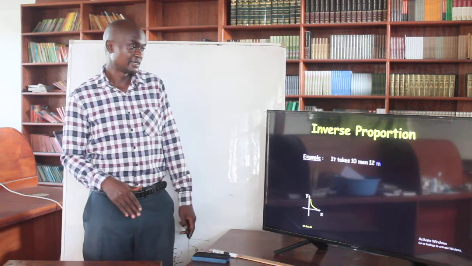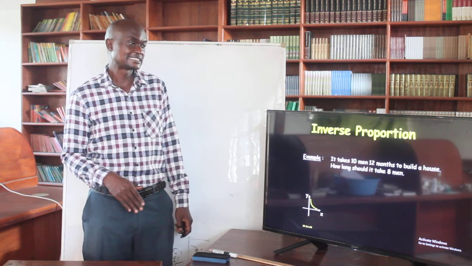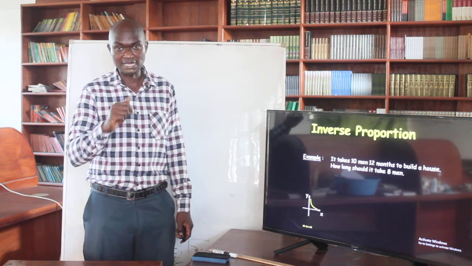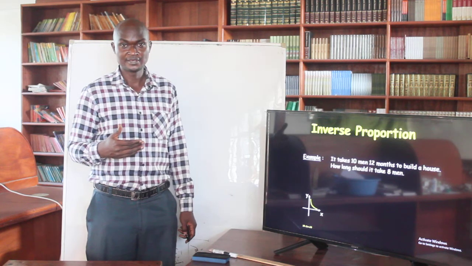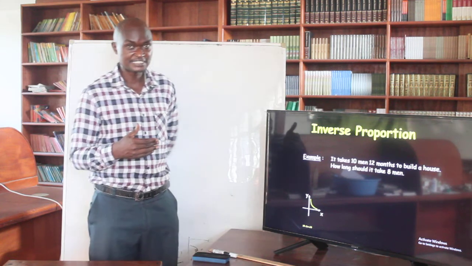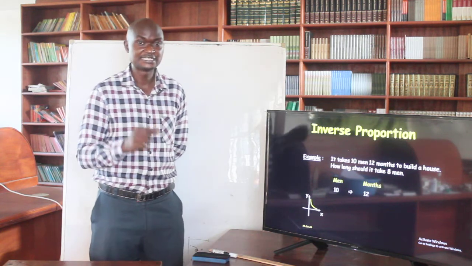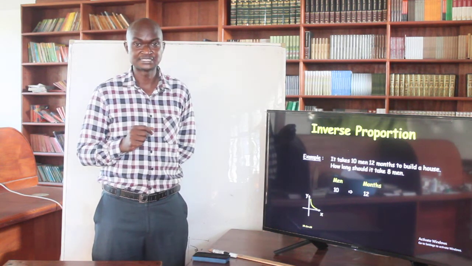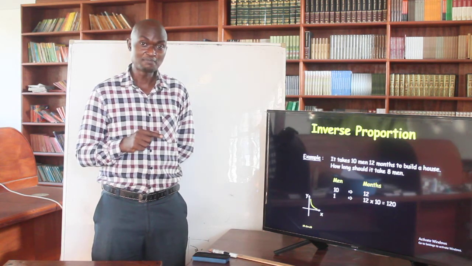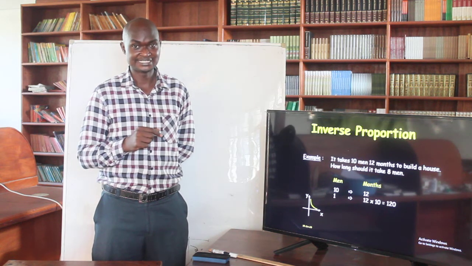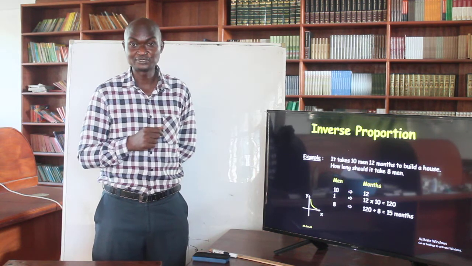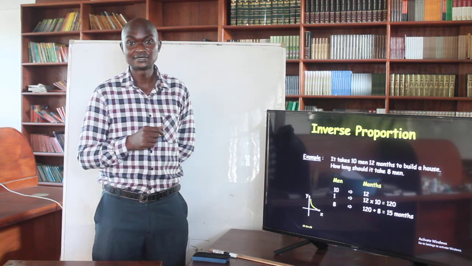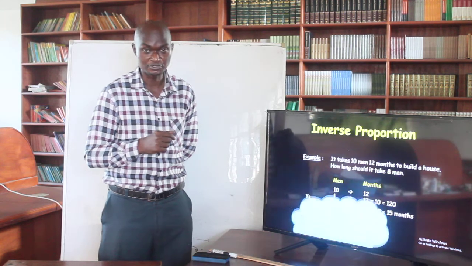Now, an example here. It takes 10 men 12 months to build a house. How long should it take 8 men? Now again, if this is inversely proportional, it means that 10 men will take 12 months. If you multiply, that is 120. So one person should take 120 months to do this work. What about 8? We divide the 120 by 8 and get 15 months. Of course, 15 months. That's an inverse proportion case.